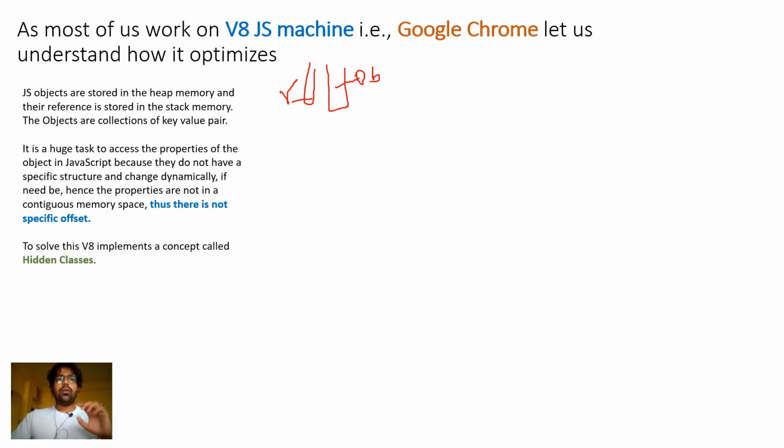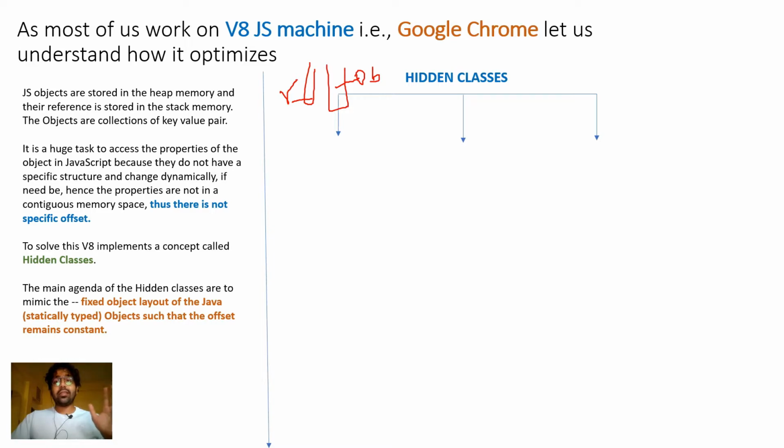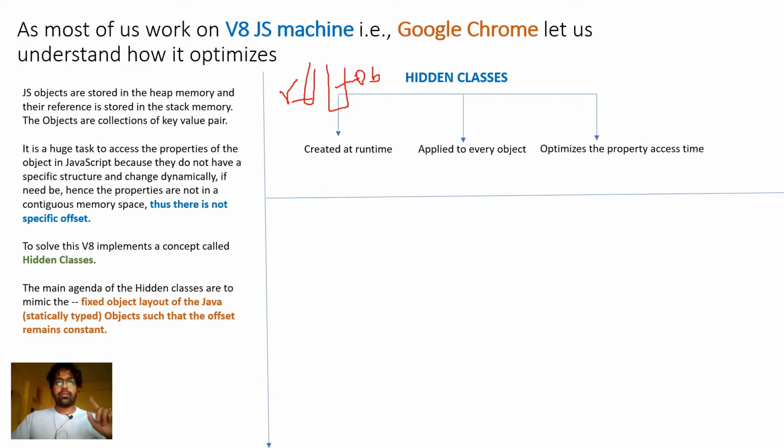So what the V8 engine does is it implements a concept called hidden class. The hidden class's main motive is to mimic the functionality of a particular object layout. So it mimics how an object is created in statically typed languages, for example in Java. Now let us see how the hidden classes are implemented. There are three things that we need to know. It is created at runtime, it is applied to each and every object, and it optimizes the way we fetch the properties of an object.